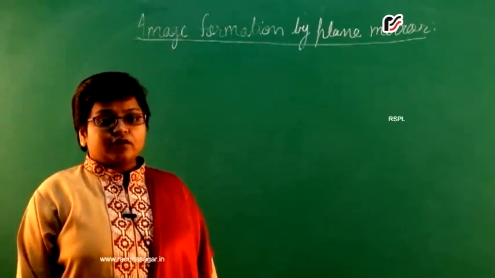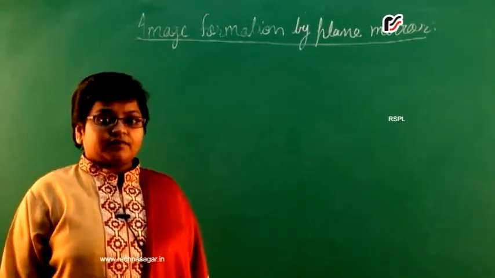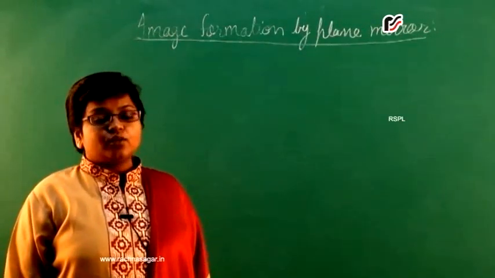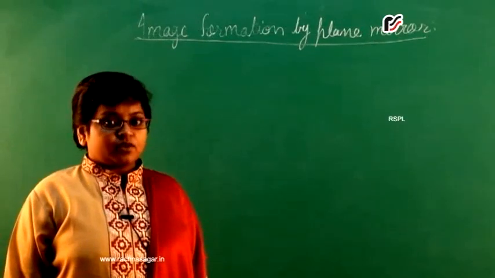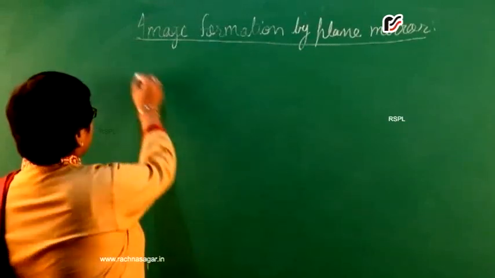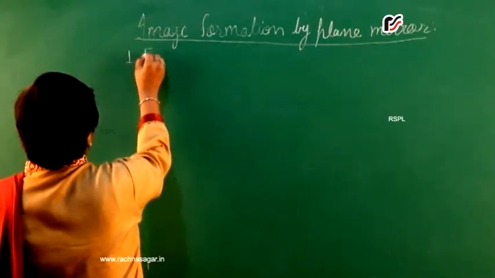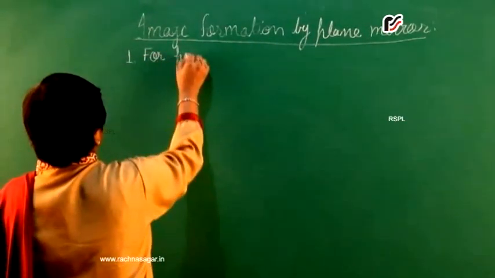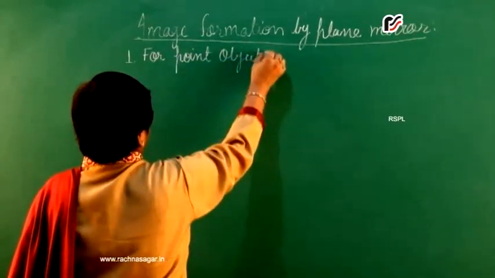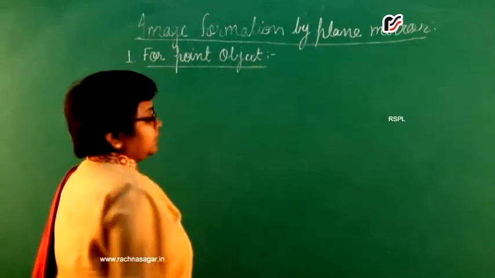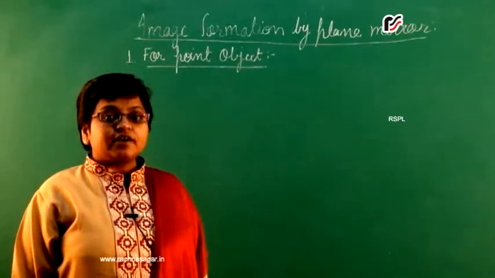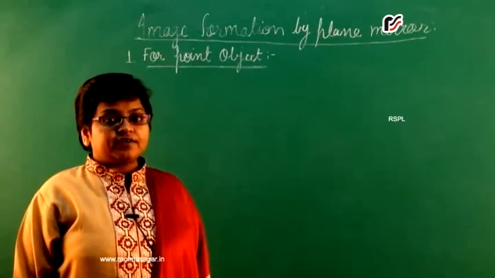Let us discuss how the image is formed in front of the plane mirror. What are the laws we use here? There are two cases. Let us discuss the two cases one by one. First is, we take an object of point size in front of a plane mirror and draw its image.